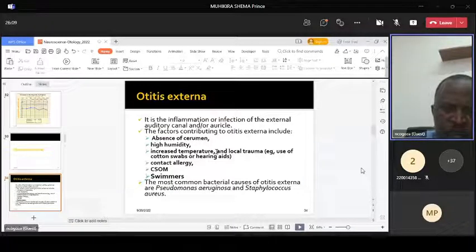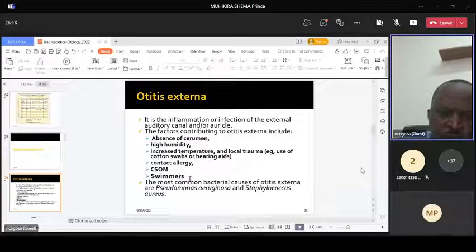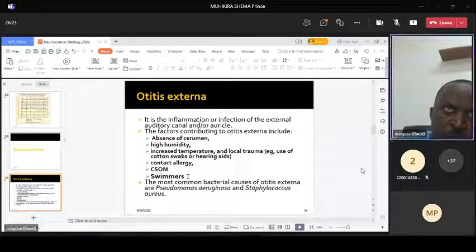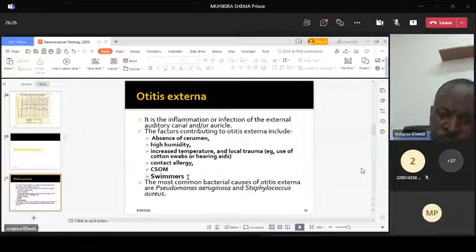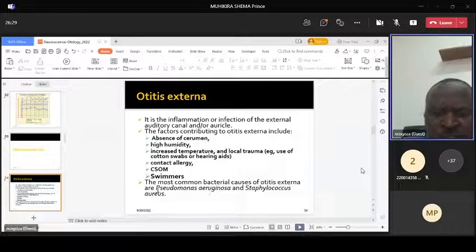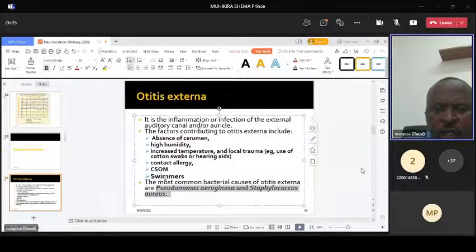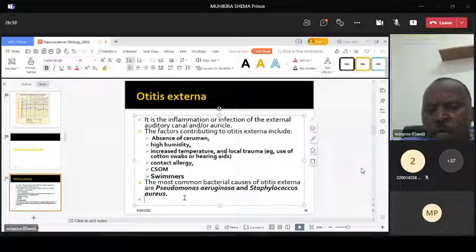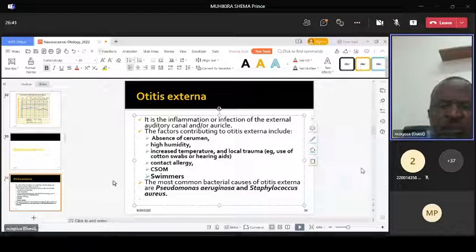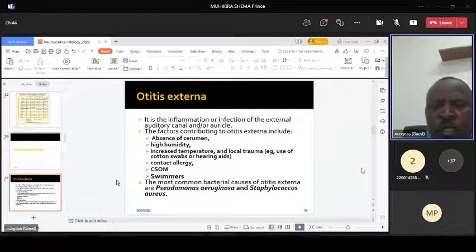Allergies, chronic suppurative otitis media, infection passing from the middle ear can cause inflammation of the outer ear. Swimmers, the ones who swim, you understand you can contract bacteria in the swimming pools. In general, the bacteria participating in the inflammation of the outer canal are Pseudomonas aeruginosa and Staphylococcus aureus. Those are the main pathogens found in infection of the outer ear.